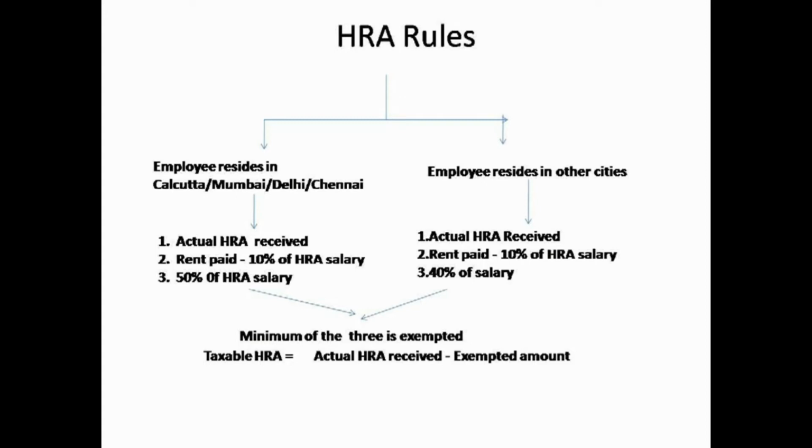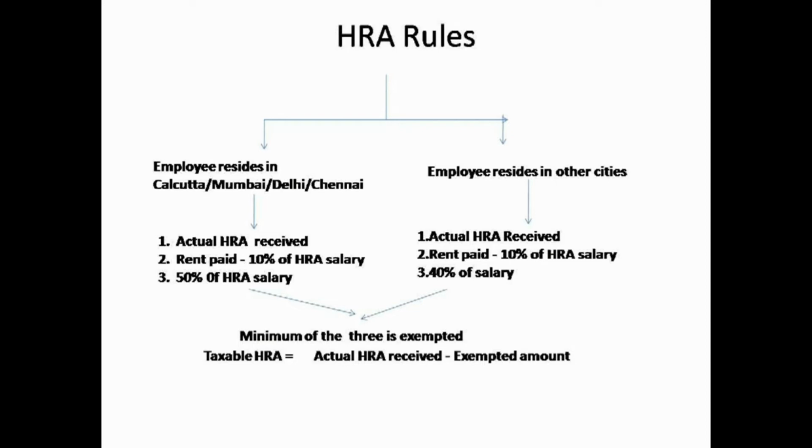If it is an employee residing in other cities, the rule is the same. Rule number 1 and 2 will be the same, but rule number 3 alone will change. That is, rule number 1, actual HRA received. Rule number 2, rent paid minus 10% of HRA salary. Rule number 3, 40% of HRA salary.